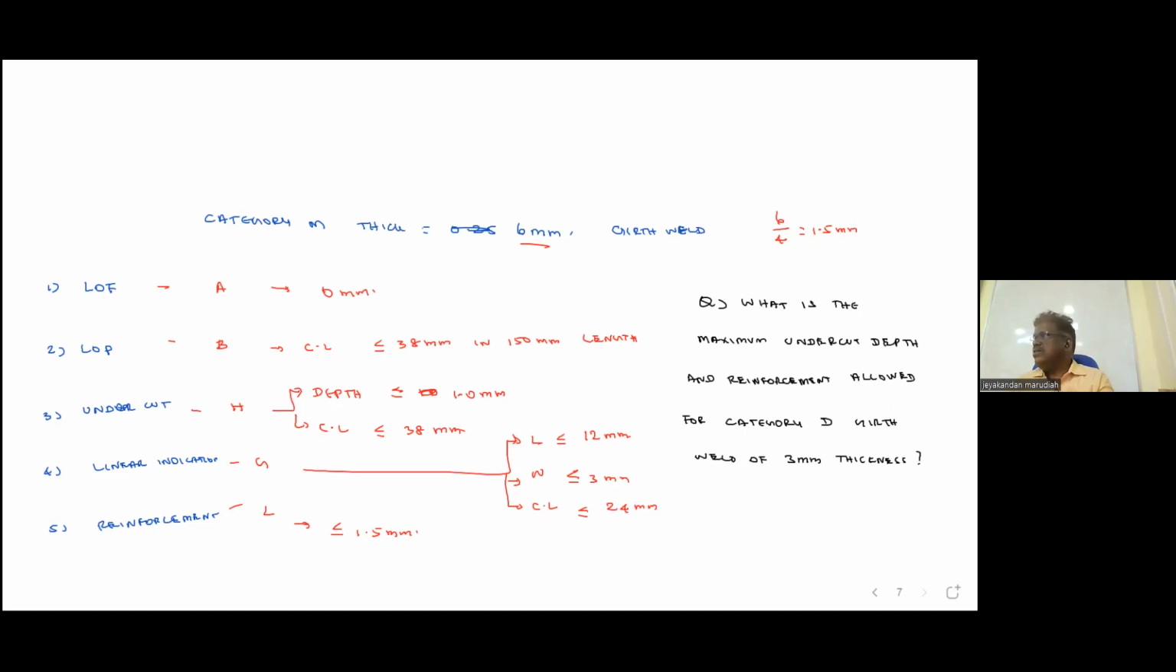Try this question. Please copy this and try. What is the maximum undercut depth? We are asking only undercut depth, not all undercut. So we are asking undercut depth and reinforcement, category D, thickness is 3 mm, and it is a girth weld. So please copy this, then answer this question.